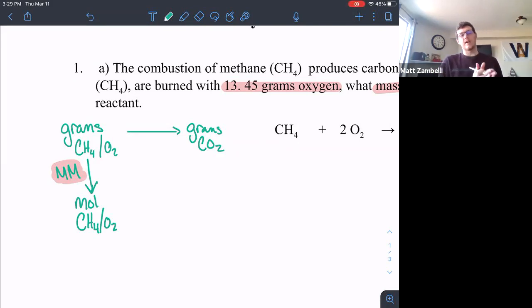Can we go from moles of methane to grams of CO2, or from moles of oxygen to moles of CO2? Or is there another step we have to take? We've got to use the mole ratio. Awesome. If we use the mole ratio, what are we going to get? What mole ratio do we need to use in order to get what?